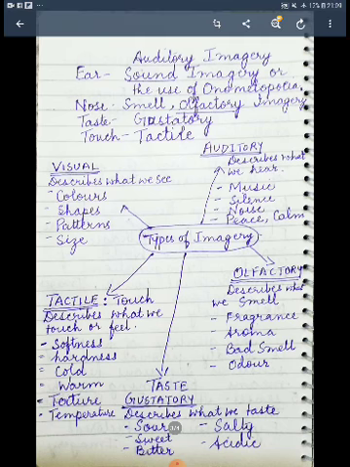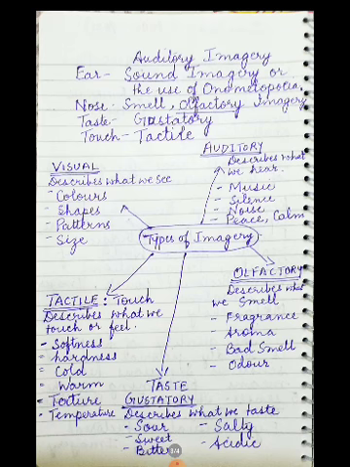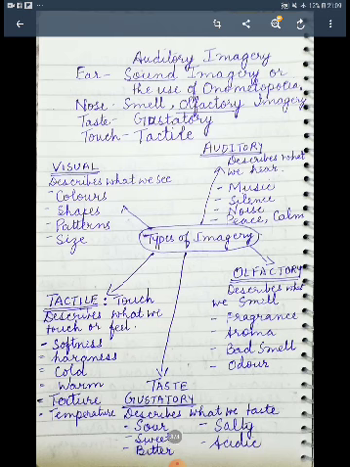Then you have the olfactory imagery or by the nose, the smell, which could be any odor, any bad smell, any aroma. Then you have the gustatory imagery, that is pertaining to the taste. The taste could be bitter, sour, salty, anything like that. And then you have the tactile or the touch. Touch could be soft, hard, etc.